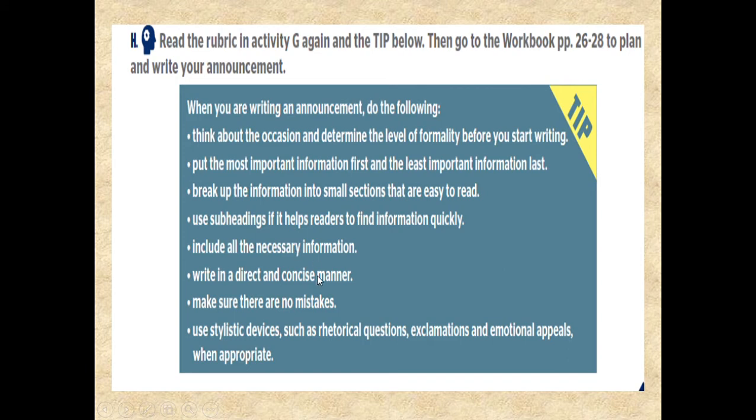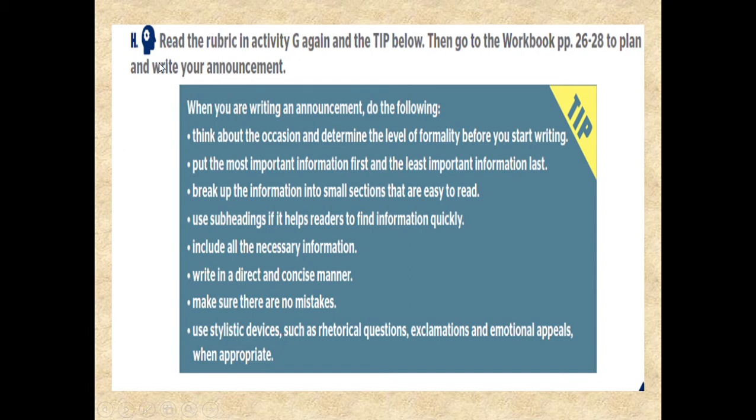Here are some tips that can help you. When you're writing an announcement, do the following. Think about the occasion and determine the level of formality before you start writing. Put the most important information first and the least important information last. Break up the information into small sections that are easy to read. Use subheadings if it helps the reader to find information quickly. Include all the necessary information. Write in a direct and concise manner. Make sure there are no mistakes. Use stylistic devices such as rhetorical questions, exclamations, and emotional appeals when appropriate.